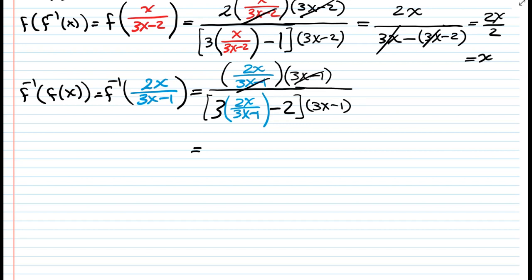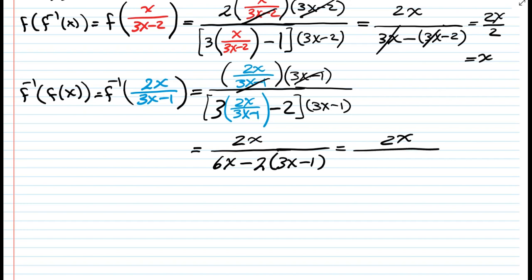In the numerator, we just have 2x. In the denominator, what do we have? 3x minus 1, 3x minus 1 cancels, and 3 by 2, so I have 6x minus twice 3x minus 1. Distribute onto the 2. And then let's remove parentheses in the bottom. So we get 6x minus 6x plus 2. The 6x's add to 0, the 2's cross out, and we get x.